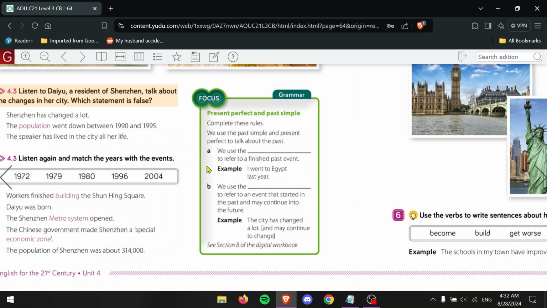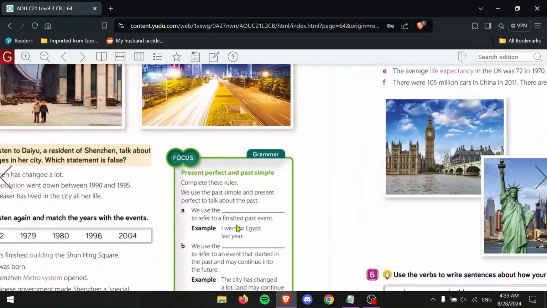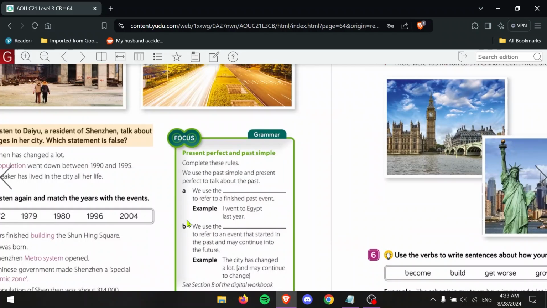So here it says, complete these rules. We use the past simple and present perfect to talk about the past. So we use both for the past. We use the dash to refer to a, let me actually see if there's one where I can choose. I'm just going to do it here. We use the dash to refer to a finished past event.